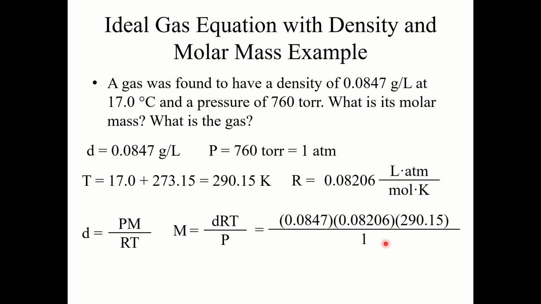Units of atmospheres cancel, units of Kelvin cancel, and units of liters cancel. So the only units left are grams over moles. When you solve for this, you get 2.02 grams per mole. So that solves the first part of the problem: what is its molar mass? Then the second question, what is the gas? Well, the only gas with a molar mass that small would be hydrogen gas. It has a molar mass of approximately 2.02 grams per mole.